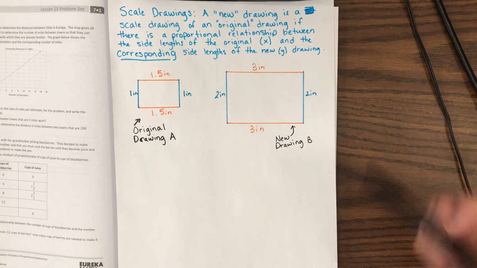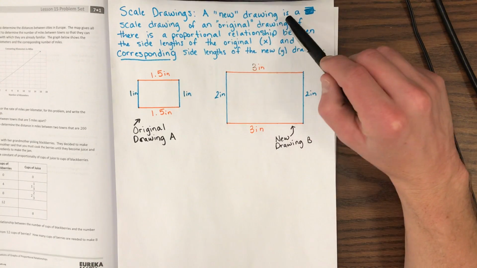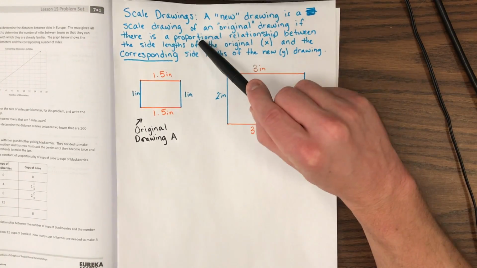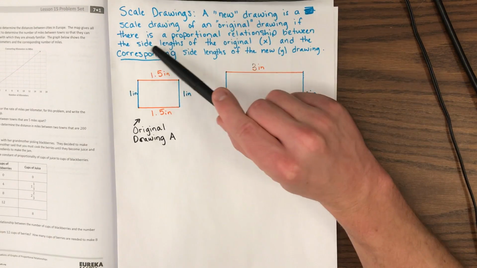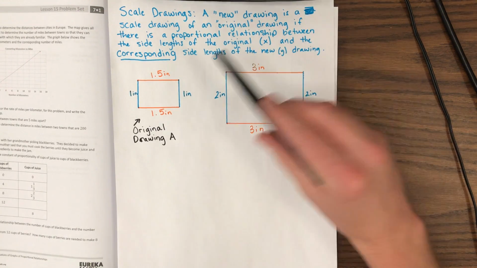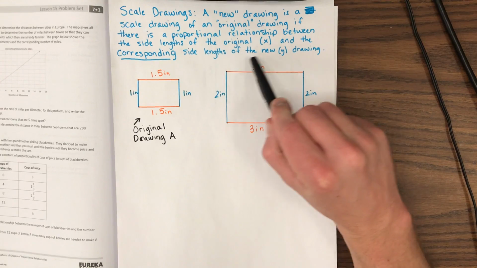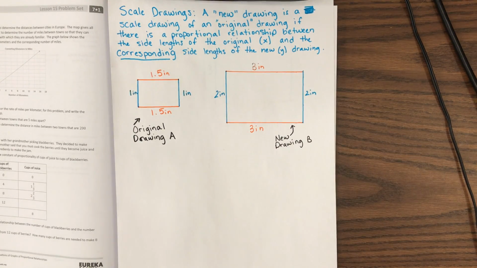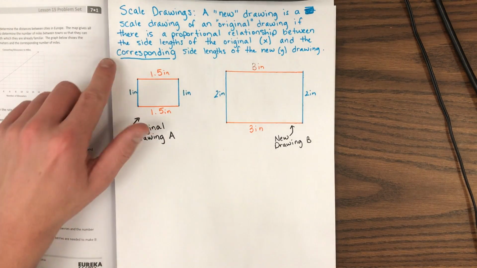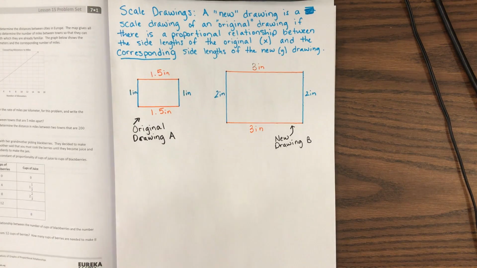It says, a new drawing is a scale drawing of an original drawing if there is a proportional relationship between the side lengths of the original, which we'll always think of as x. Our original drawing's side lengths will always be x, and the corresponding side lengths of the new drawing, which we'll always think of as y. So original is x, and new is y. And we have this word corresponding that I think you'll understand what I mean by after I do this example here.